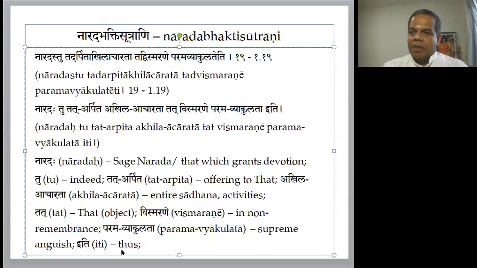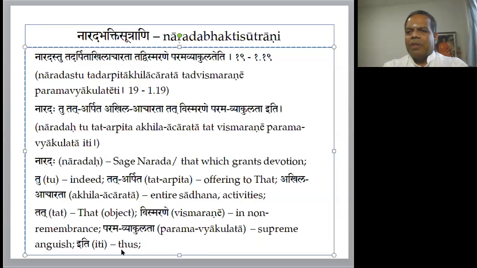That should be our entire sadhana. Or we should offer all that we do, all of our sadhanas, to the Lord only. And forgetting to do that, forgetting the Lord, should result in great anguish. That state is called devotion, according to Narada. You can say that state also gives one great devotion. Having that type of tendency will also grant us devotion. That leads to devotion.